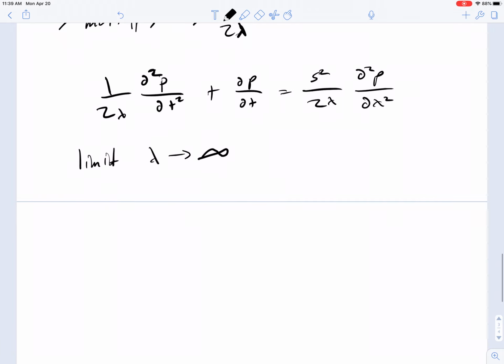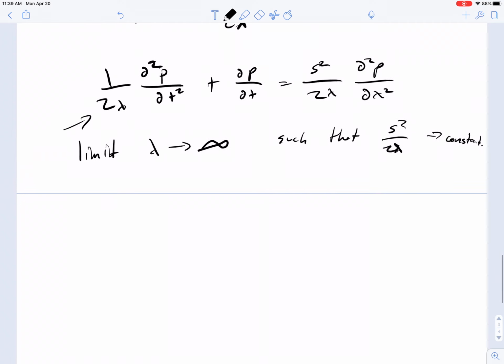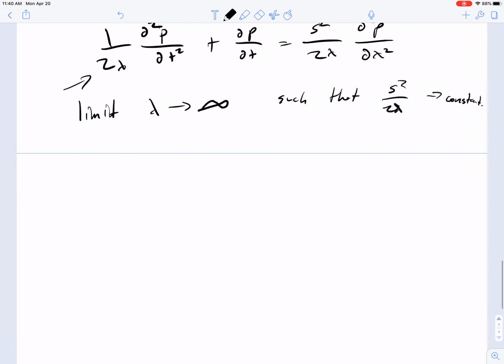you have to do it in such a way that s squared over 2 lambda, so the speed of the particles is high as well, approaches some constant. In which case, this first term goes to 0 because 1 over 2 lambda becomes a very small number. So this leaves us with del p del t equals s squared over 2 lambda del squared p del x squared.